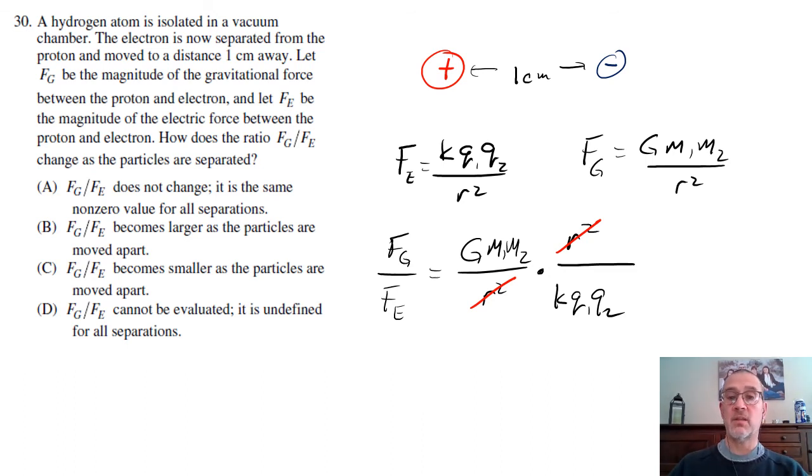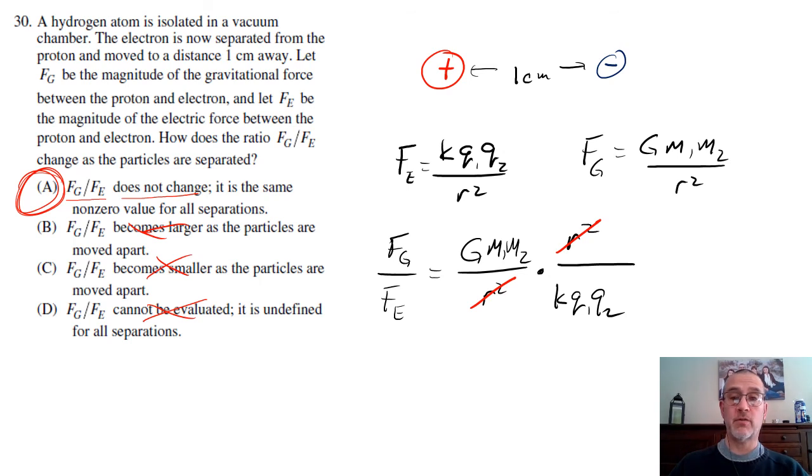G is a constant, the mass of the proton and the mass of the electron don't change. K is a constant, and the charge on the electron and the charge on the proton don't change. What that means is that the force gravity to force electric does not change, so it doesn't become larger, it doesn't become smaller, and it's not that it cannot be evaluated, but it is the same non-zero value for all separations. So A is looking really good there.